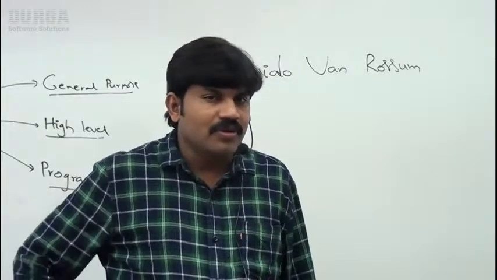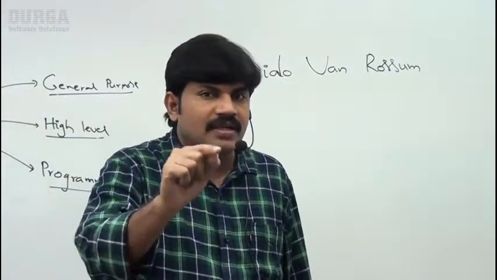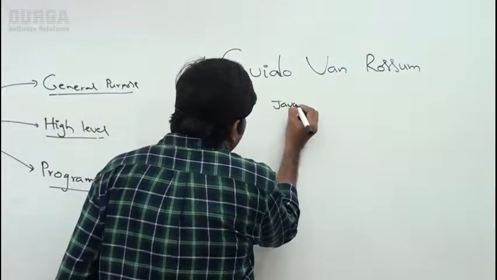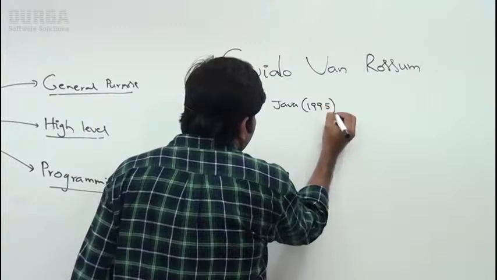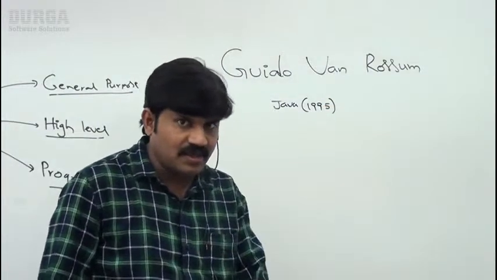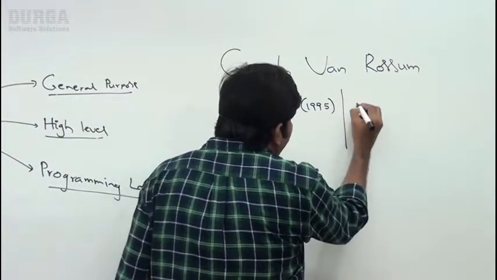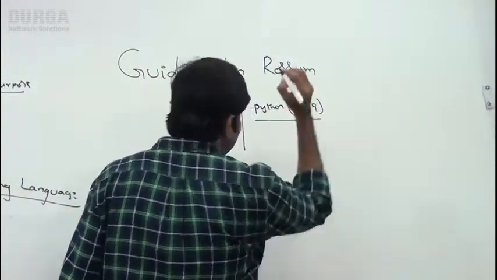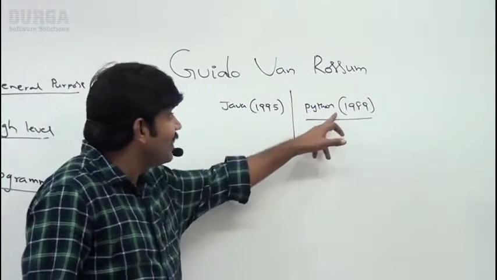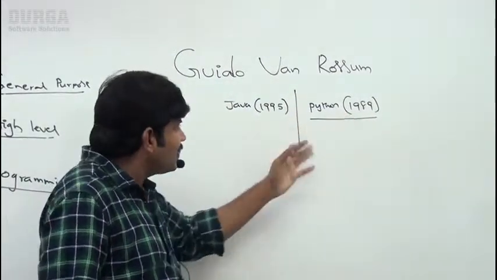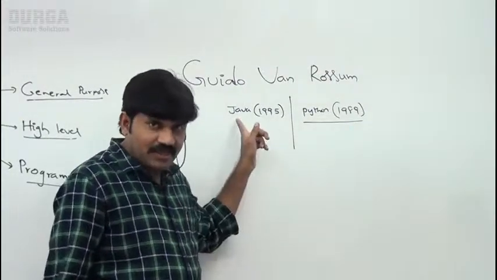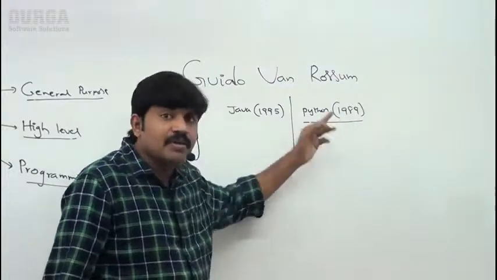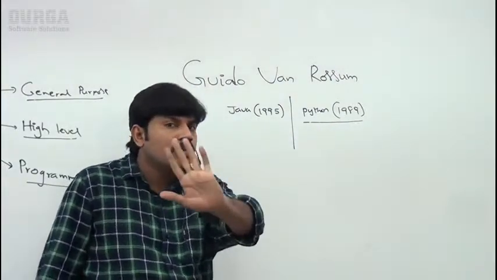Remember this one, sir. Java came in which year? 1995, and officially released in 1996, sir. Remember. Next, Python, when did Python come, sir? 1989 only. Remember this one. So it is an older language than even Java. Java came in 1995 or 1996, but Python came in 1989. It is the old language, right?